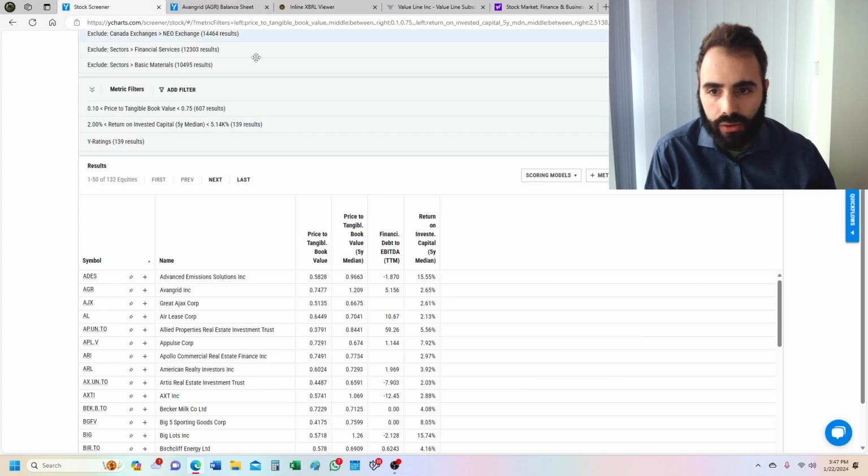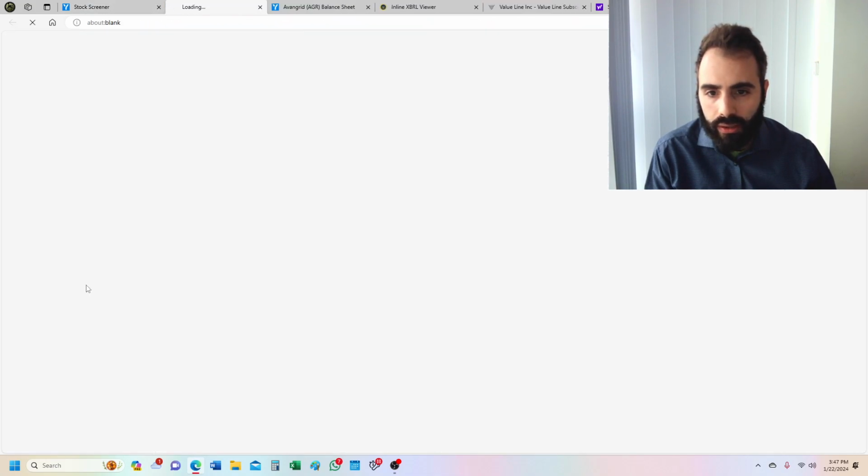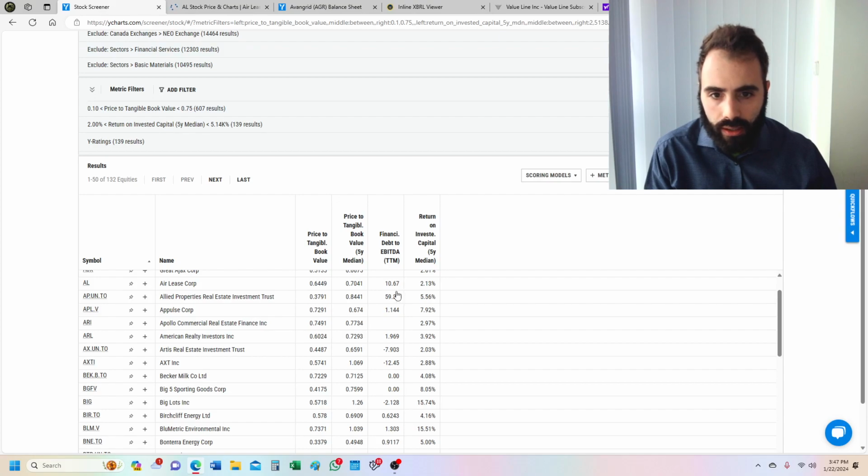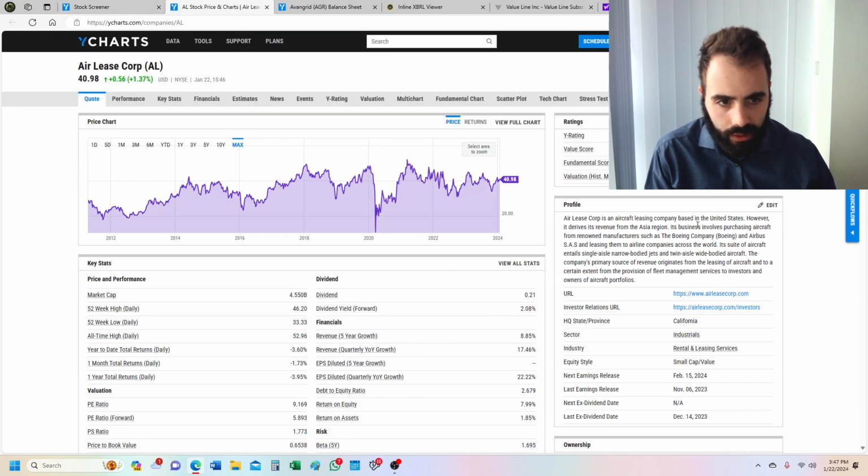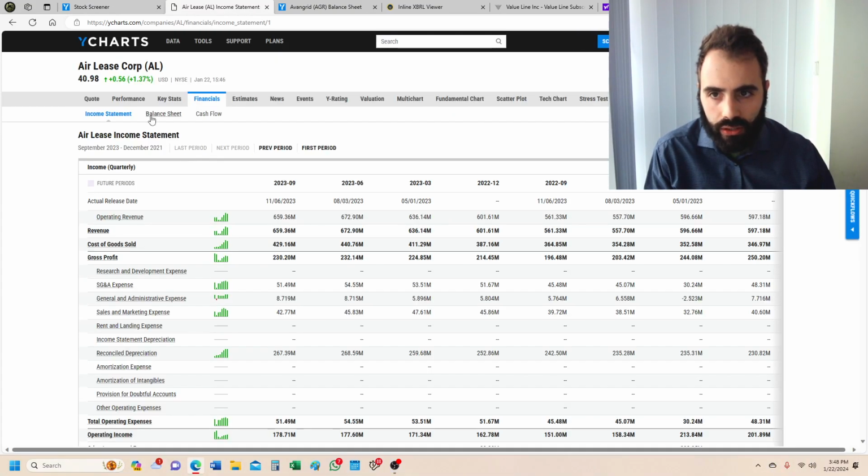Mortgage loans, not interested. Air Lease. Oh, so their financial debt is 11 times their EBITDA. I'm just not interested, probably. So they lease aircraft. We'll just take a quick look at their balance sheet just to see what's going on here.